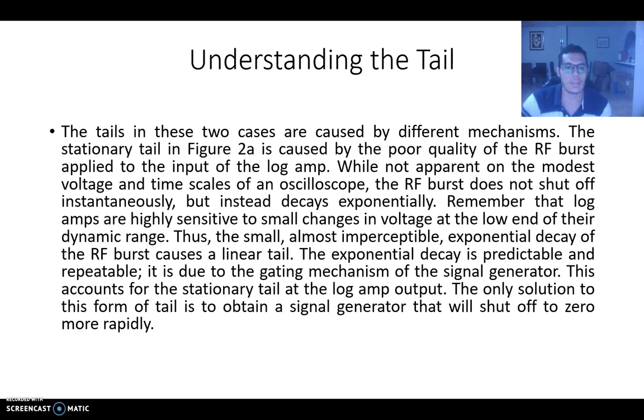Understanding the tail. The tails in these two cases are caused by different mechanisms. The stationary tail in Figure 2a is caused by the poor quality of the RF burst applied to the input of the log amp. While not apparent on the modest voltage and time scales of an oscilloscope, the RF burst does not shut off instantaneously, but instead decays gradually. Remember that log amps are highly sensitive to small changes in voltage at the low end of their dynamic range.